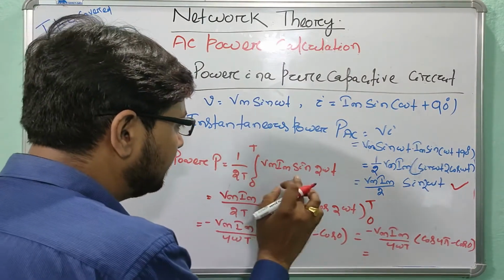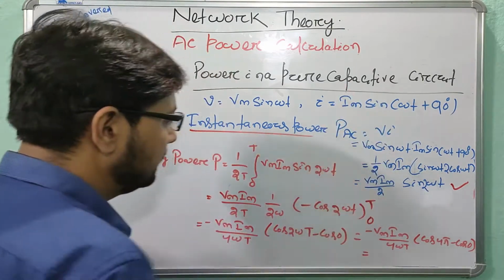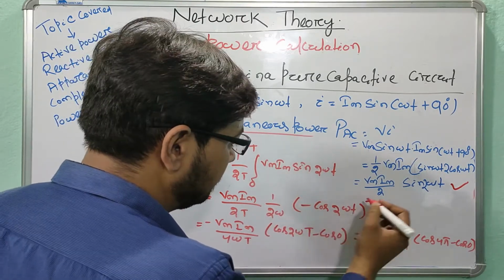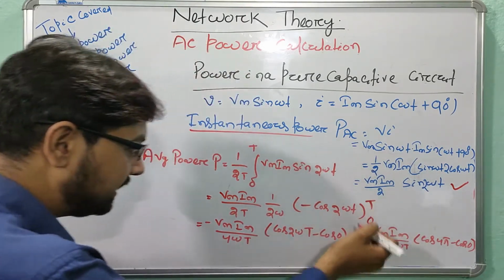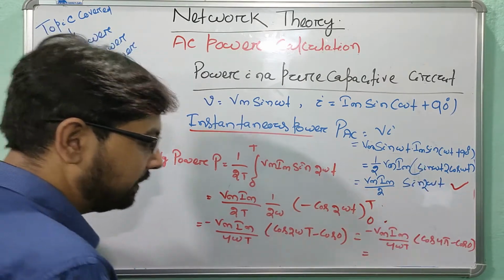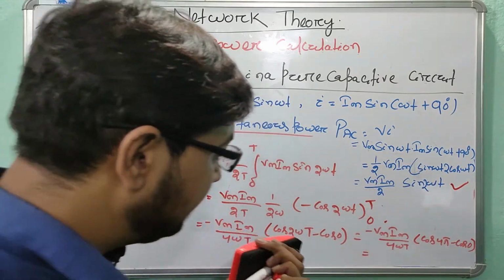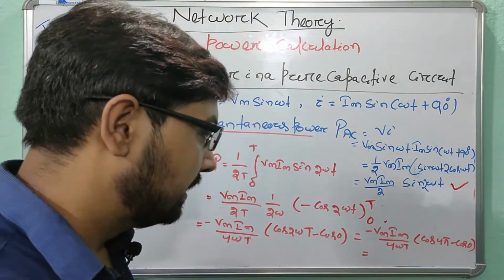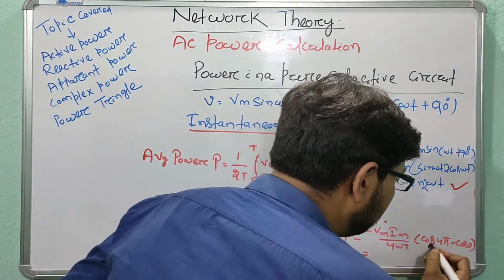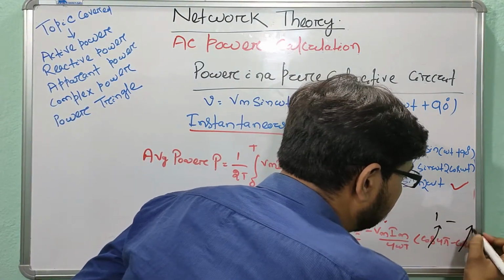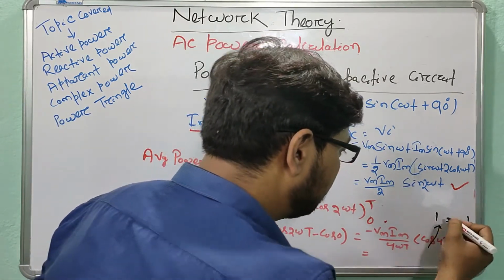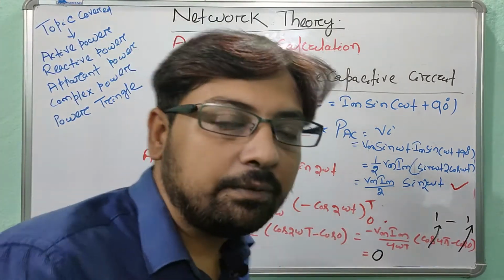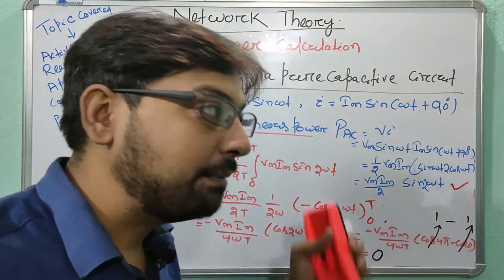Now what is my average power? That is equal to 1 by 2 pi integration of my instantaneous power, that is Vm Im by 2 pi, 1 by 2 omega minus cos 2 omega t from 0 to pi. So if I integrate and put the upper limit and lower limit, I get minus Vm Im by 4 omega, cos 4 pi minus cos 0. Now what is my cos 4 pi value? This is 1, and cos 0 is also 1. So 1 minus 1 is 0, so 0 multiplied by this we get 0. So for a pure capacitive circuit my active power or average power is 0.